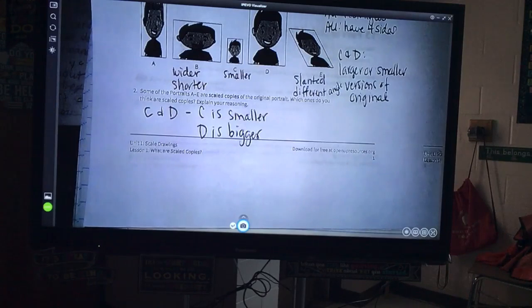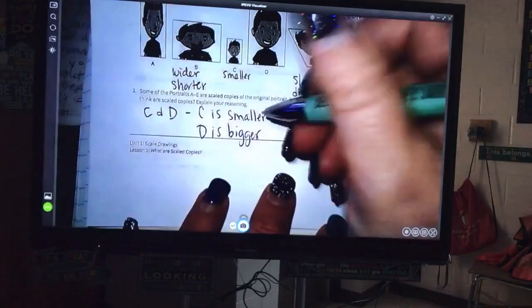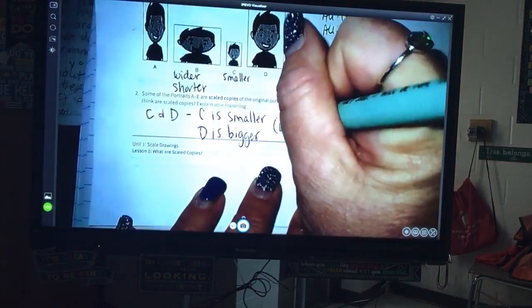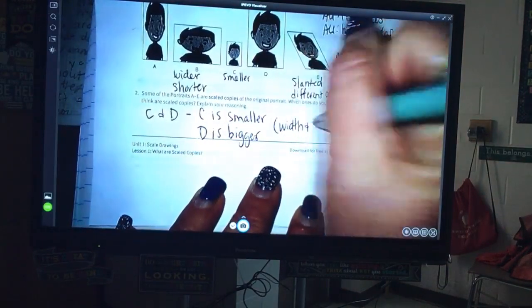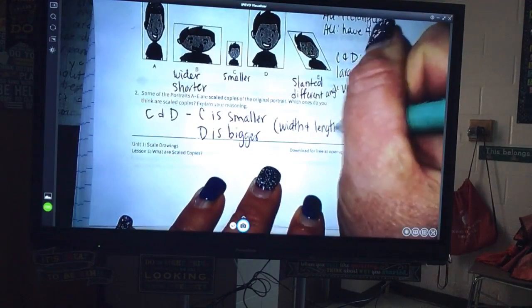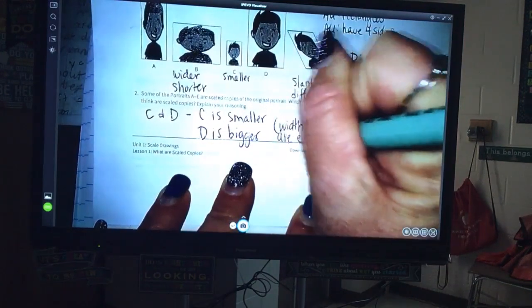The way I explained it is that both their height and width are changed, and not just one or the other. Right. And essentially they are changed by the same amount. Yeah, they're equal. So essentially they're an equivalent portrait of the original. Okay? So you said width and length are equally changed. Yes.